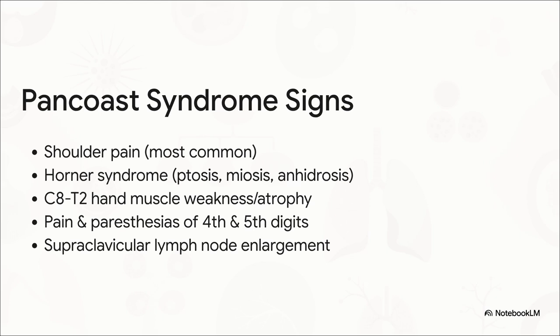If it hits the C8 to T2 lower brachial plexus, you see highly specific neurological deficits. We're talking weakness or atrophy of the intrinsic hand muscles, plus pain and paresthesias in the 4th and 5th digits and the medial arm and forearm. Supraclavicular lymph node enlargement and weight loss are also classic clues to watch out for.